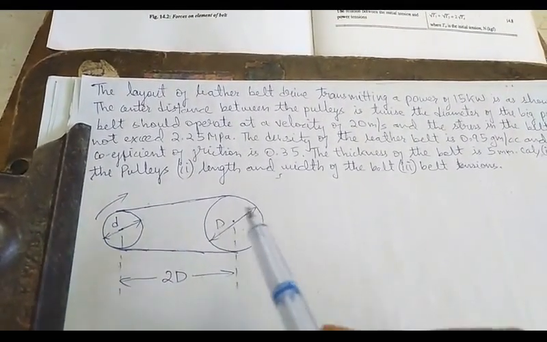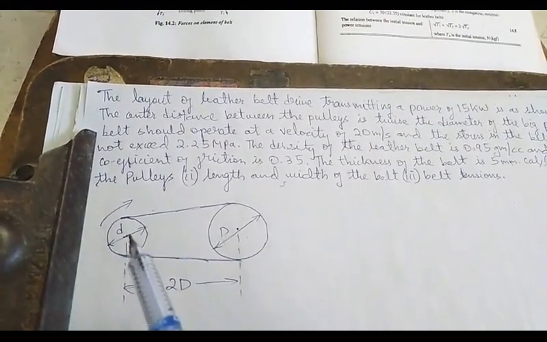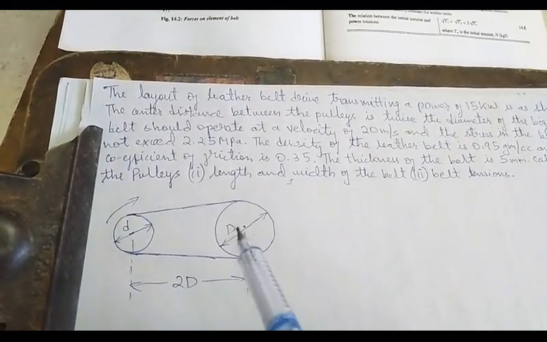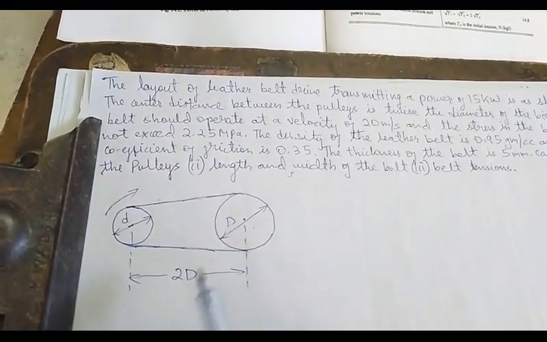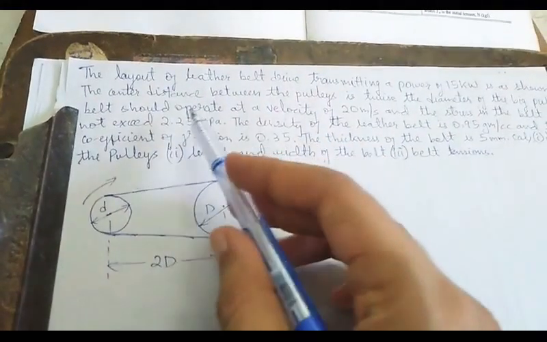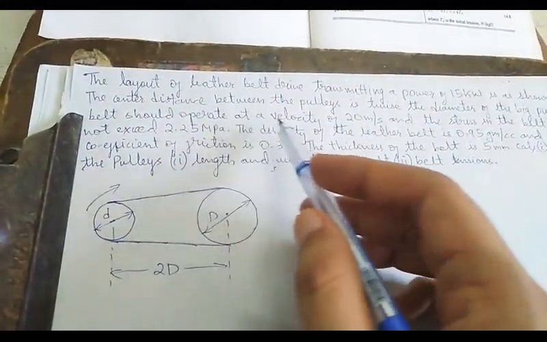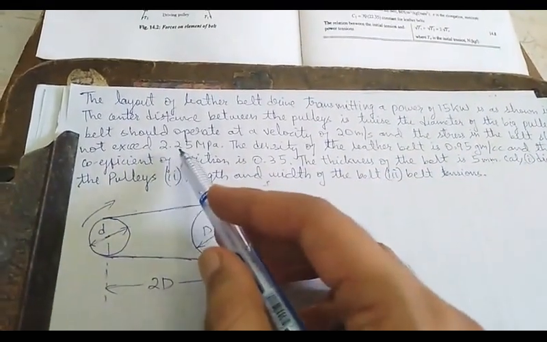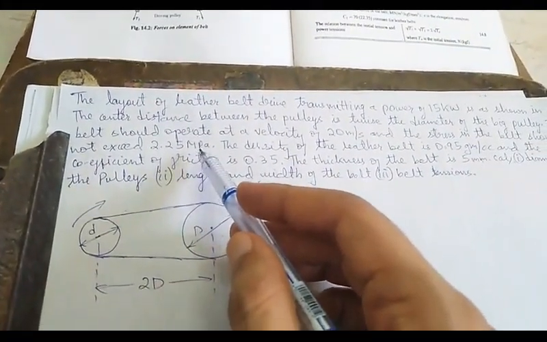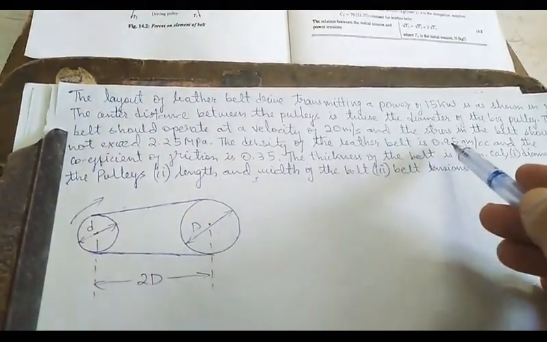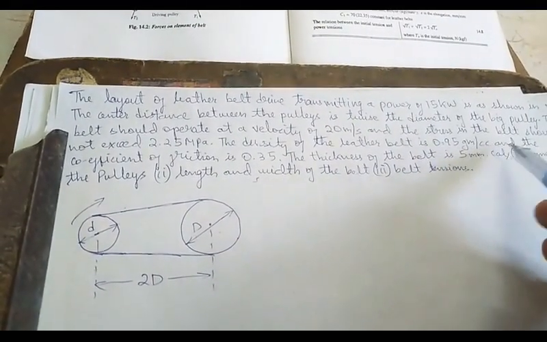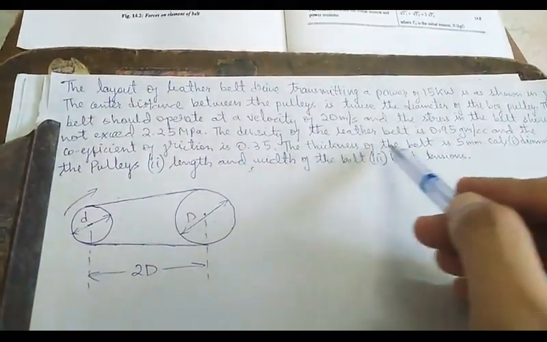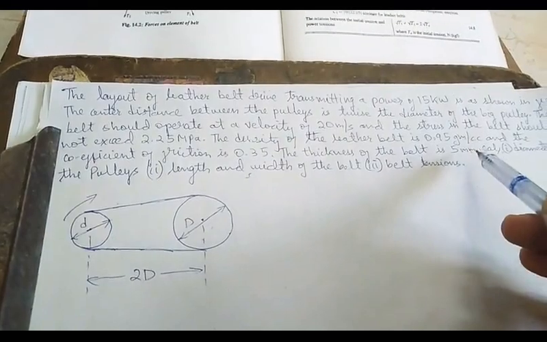So we shall consider the diameter of bigger pulley as capital D and smaller pulley as small d. Then the center distance will be twice the diameter of bigger pulley, so we have taken it as 2D. The belt should operate at velocity of 20 meter per second and stress in the belt should not exceed 2.25 MPa. The density of the leather belt is 0.95 gram per cc and the coefficient of friction is 0.35. The thickness of the belt is 5 mm.